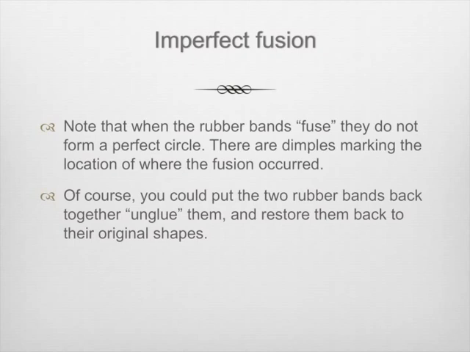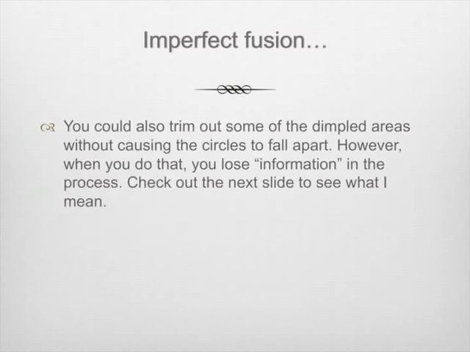Of course, you can take the two rubber bands and unglue them and restore them back to their original shapes as two rubber bands. You could also trim out some of the dimpled areas without causing the circles to fall apart. However, when you do that, you lose information in the process. Check out the next slide to see what I mean.